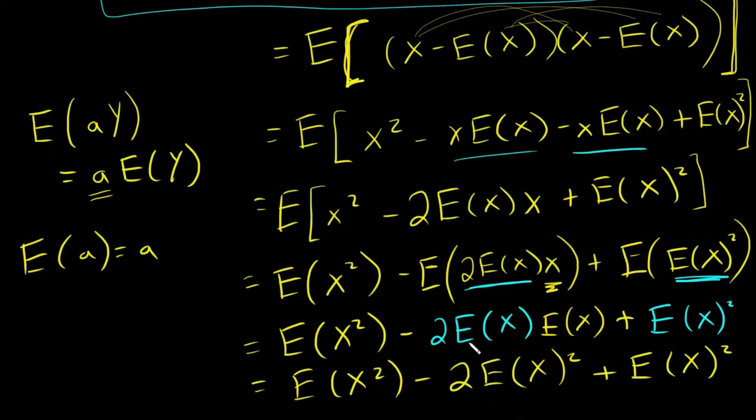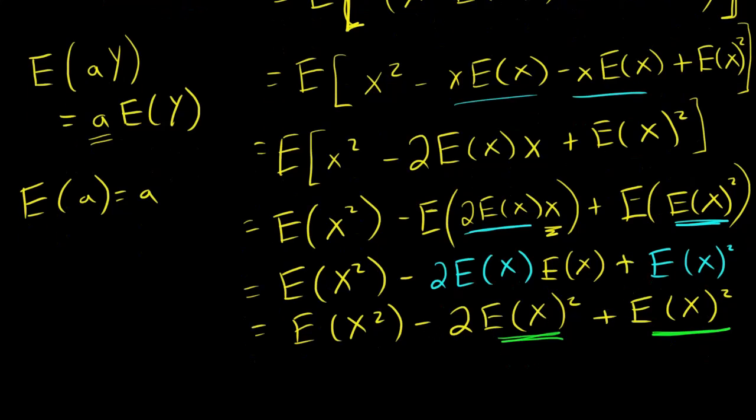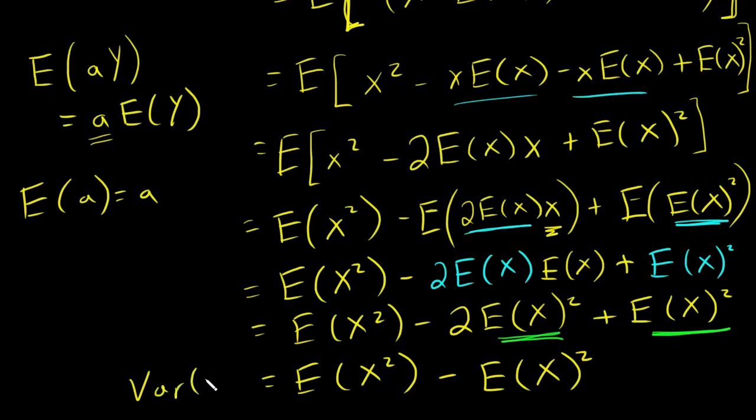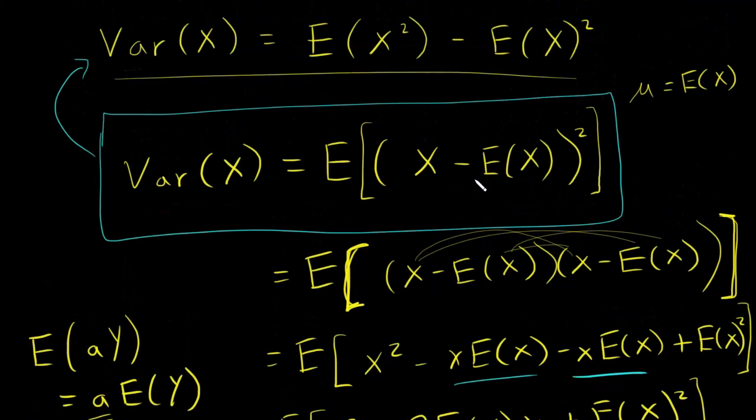I notice these are like terms. They both have the expected value of x squared. It's minus 2 plus 1, so that leaves minus 1. So I have the expected value of x squared minus 1 times the expected value of x squared. So now I've shown, using some algebra, that you can go from this equation, which is the definition for variance of x, to get to this equation here.